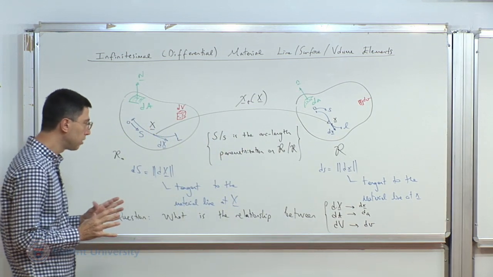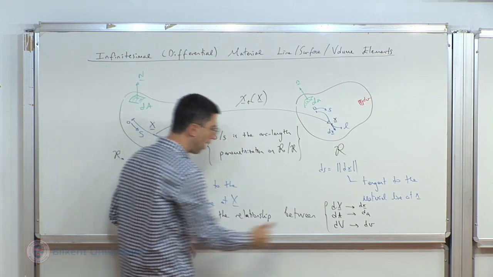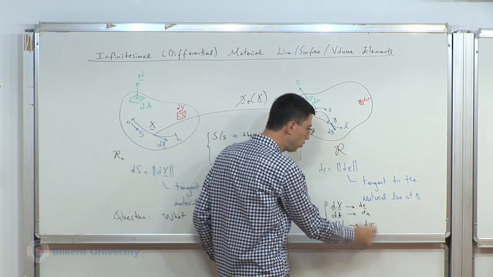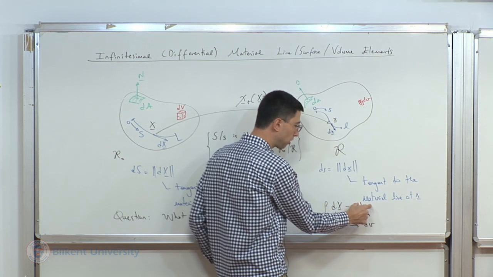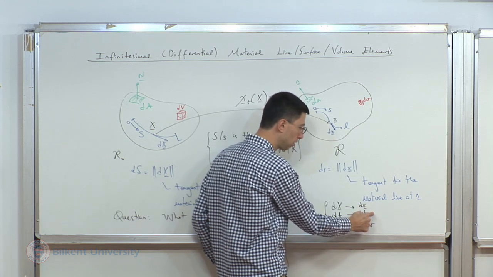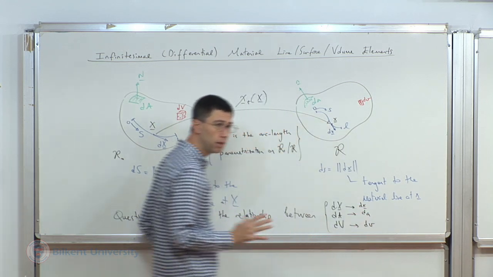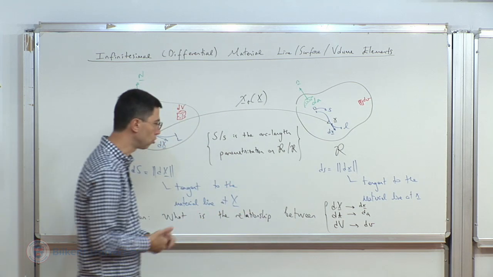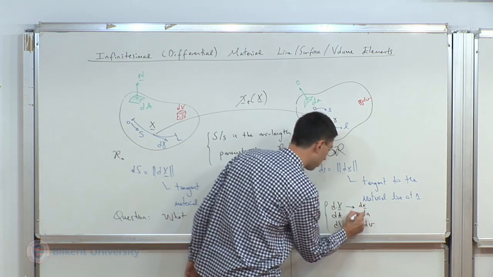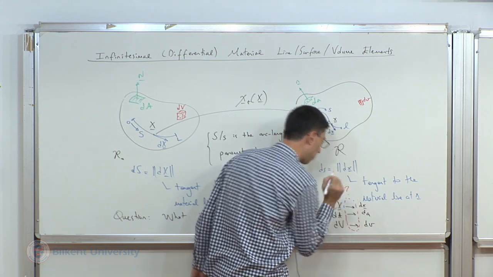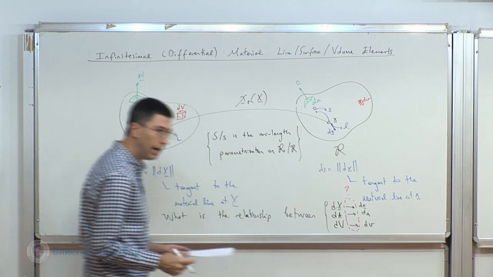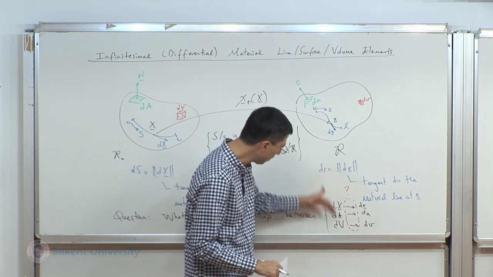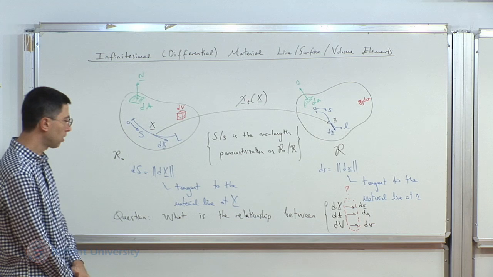So the goal is, given the motion and an infinitesimal line, surface, or volume element, can I immediately determine the magnitude and orientation of the deformed line element, surface element, and the volume element? Okay, that's my goal. So given these and the motion, I'd like to find out what these are, the relation between the two. So this is what I'm seeking, this link. And we are going to go in this natural order because step by step, this helps us determine that. So we'll start with the material line elements.